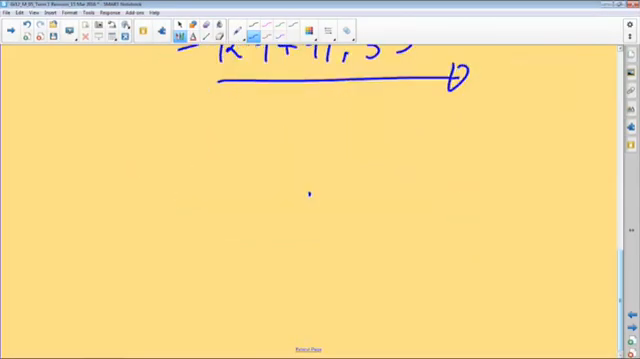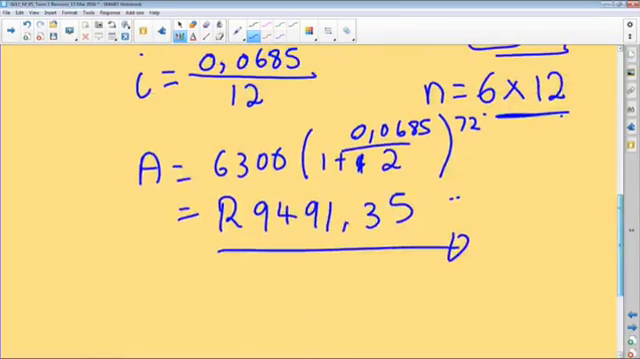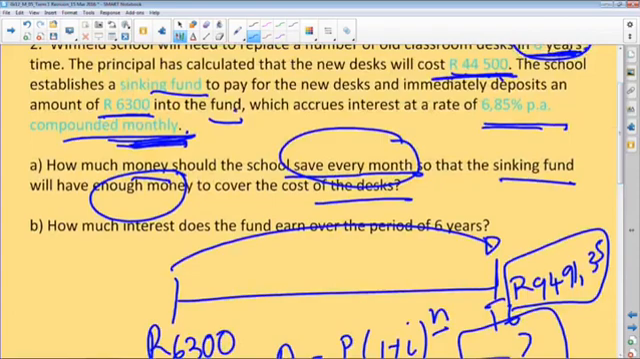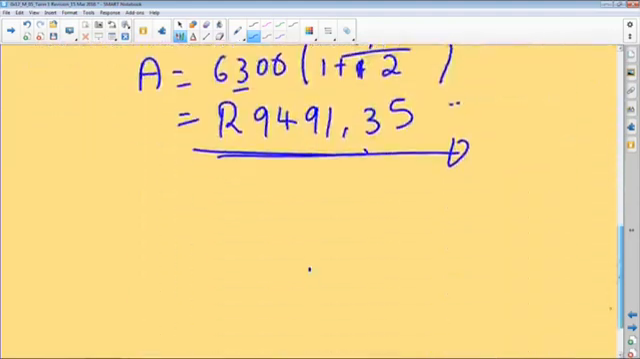All right, now, so we know that this amount of 6,300 grows to 9,491 Rand and 35 cents. But there's a shortfall because we needed 44,500, and this is where we're going to now be able to work out what those monthly payments need to be. Okay, so what do?